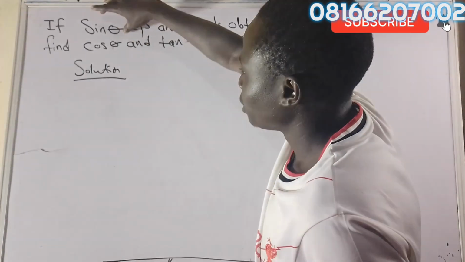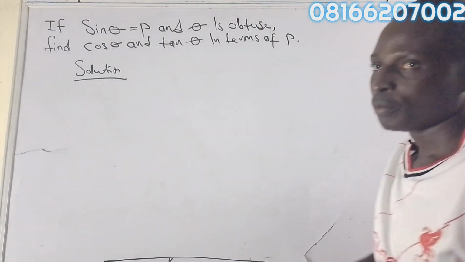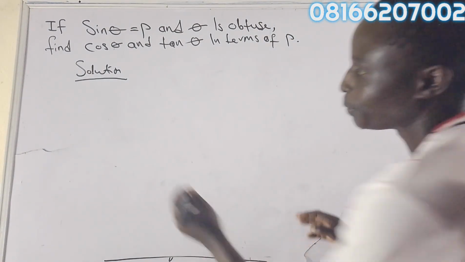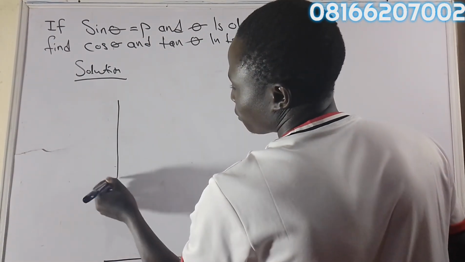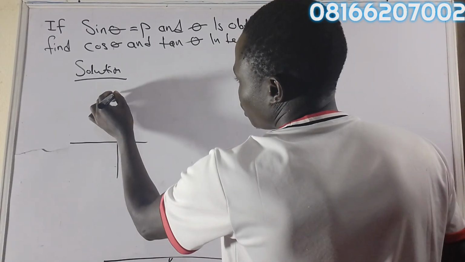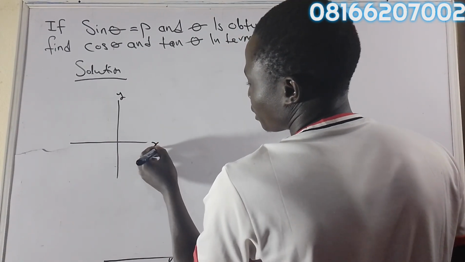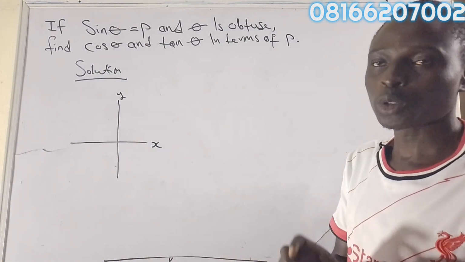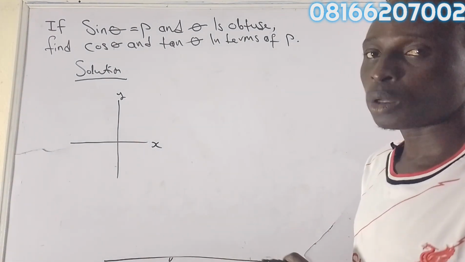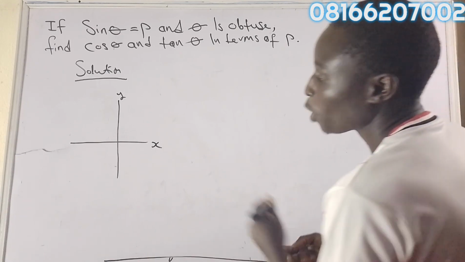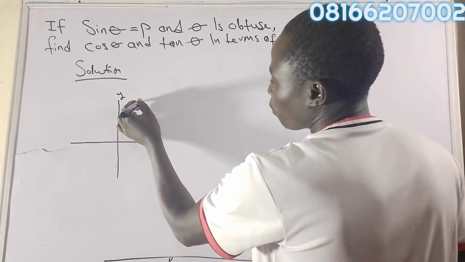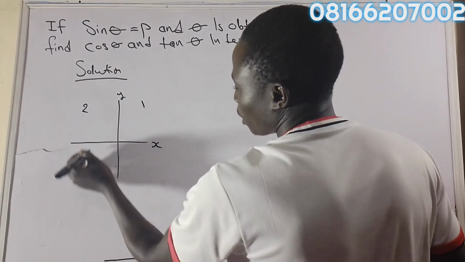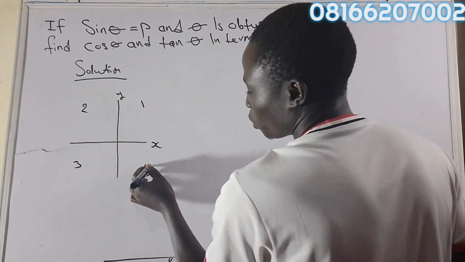Let's represent theta and p in a diagram. This is the y-axis and this is the x-axis, and we always make reference to the x-axis when it comes to sketching an angle. This is our first quadrant, this is the second quadrant, this is the third quadrant, this is the fourth quadrant.